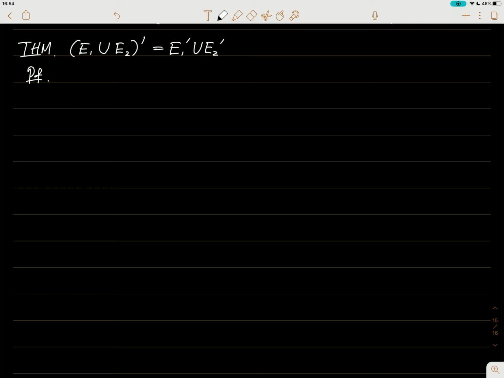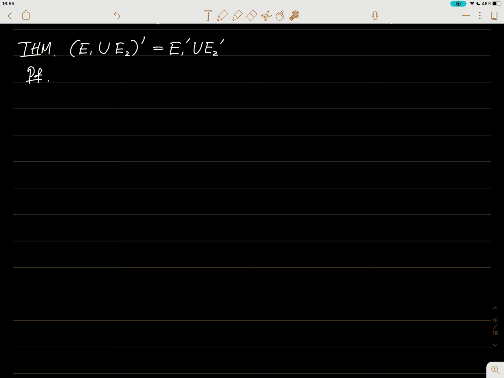Okay, next we'll show a result about the set of limit points. So suppose I have two sets, E1 and E2. We can show that the set of limit points of the union of E1 and E2 is equal to the set of limit points of E1 taken union with the set of limit points of E2. Okay, so now we have two sets. We want to show that they are equal.